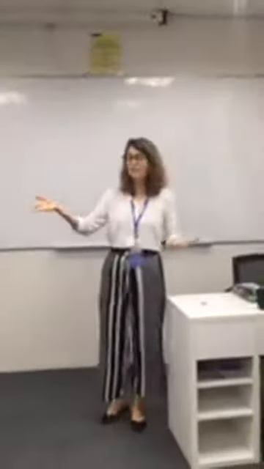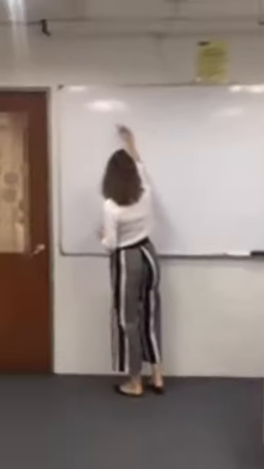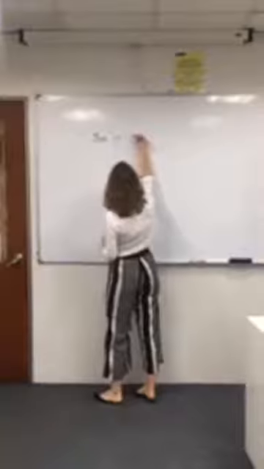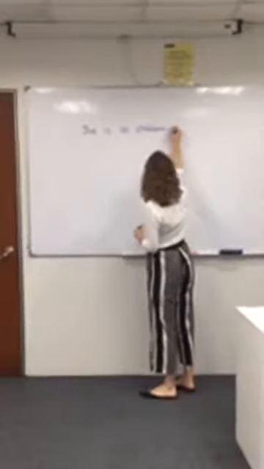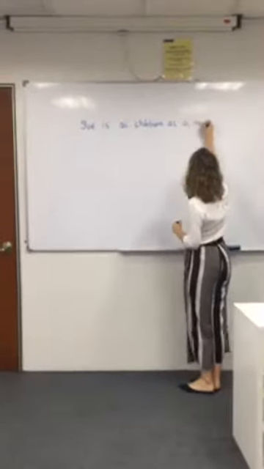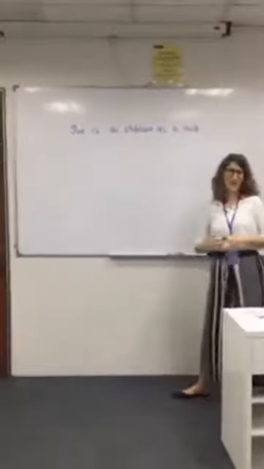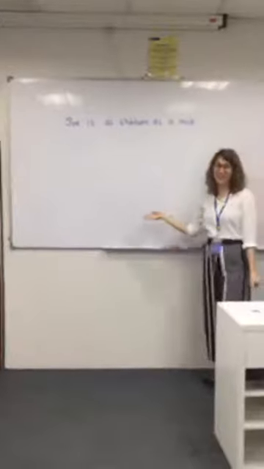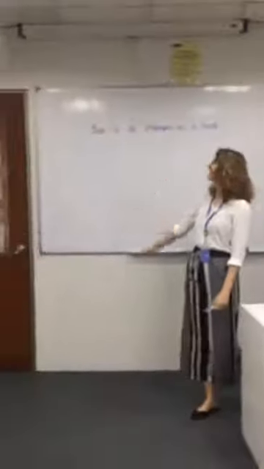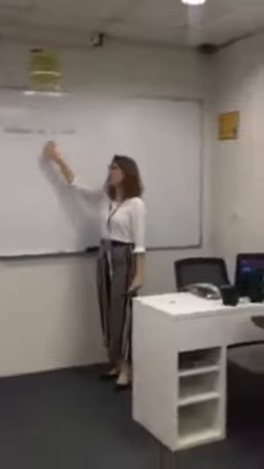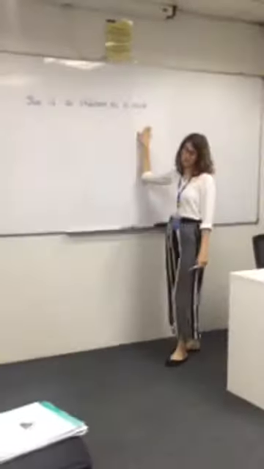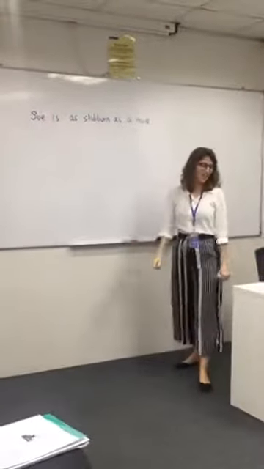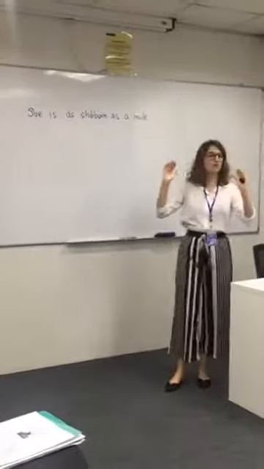So if you have a friend who is very stubborn, you will say, Sue is as stubborn as a mule. Okay? So I know it sounds quite funny, but people generally say this, okay? So it's not that we are calling Sue a mule, we are saying that she is stubborn like a mule, okay?